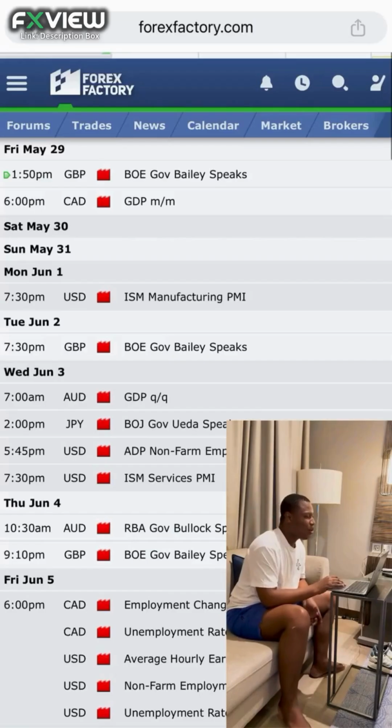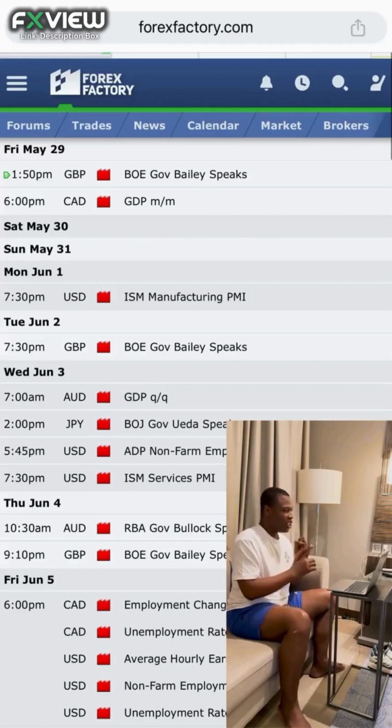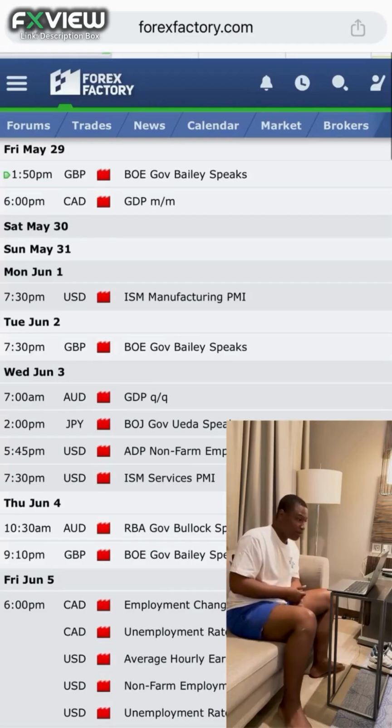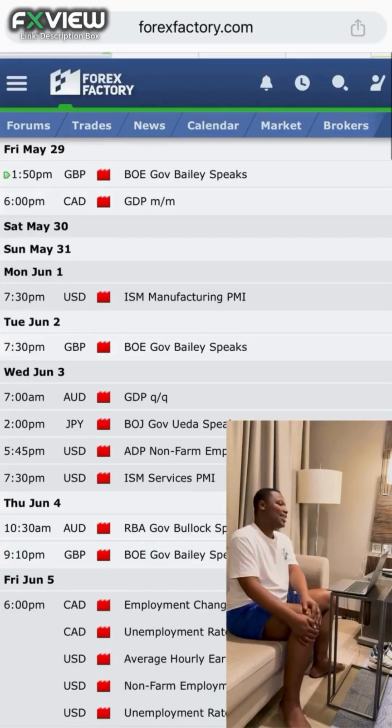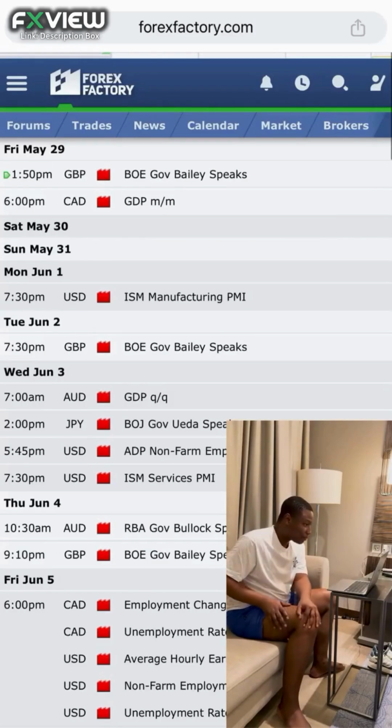So basically, when I talk about macroeconomics, I'm saying you need to study inflation, interest rates, employment data, consumer spending, economic growth, and monetary policy. Because currencies all represent economies. So if an economy is strong, its currency tends to strengthen. And of course, similarly, if the economy is weak, its currency tends to weaken.